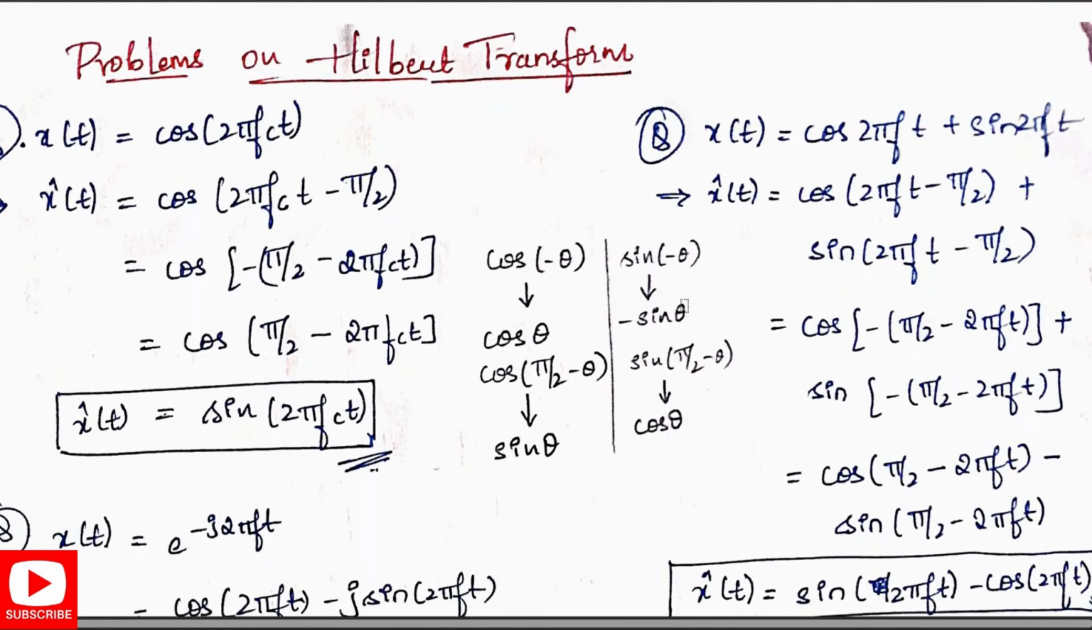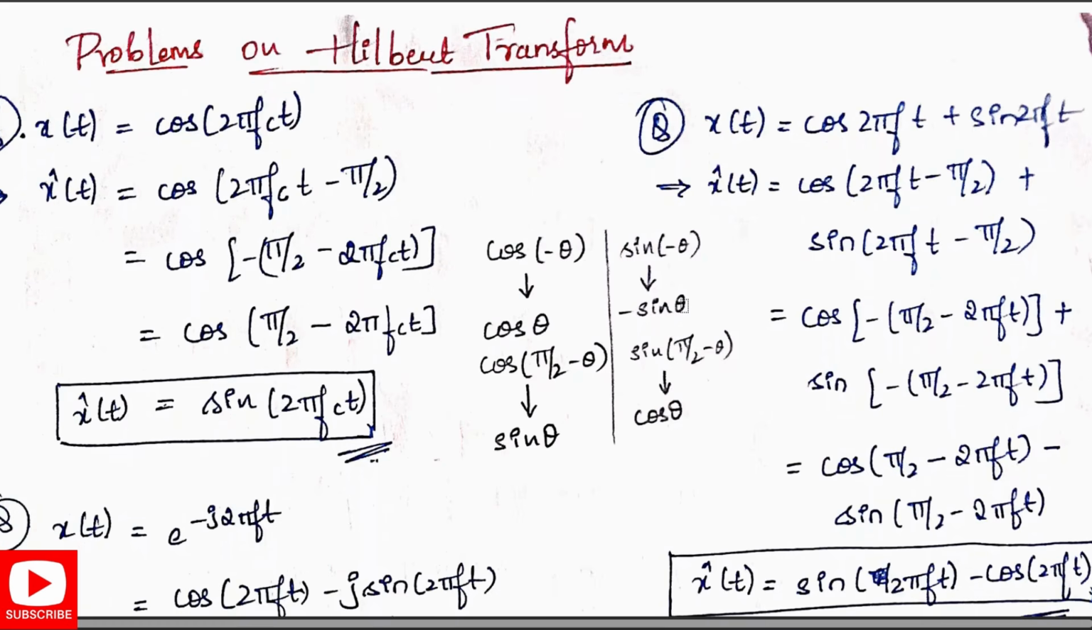Now coming to the problems on Hilbert transform, firstly, x of t is given as cos 2 pi fct. You need to take the Hilbert transform. So basically this is a phase shift. So what we are going to do is subtract pi by 2 from the angle. So cos of 2 pi fct minus pi by 2. Now take the minus common out. So pi by 2 minus 2 pi fct. Finally, cos of minus theta is cos theta. So write it directly, and next, cos of pi by 2 minus theta is sine theta. So our answer is x cap of t is sine 2 pi fct.